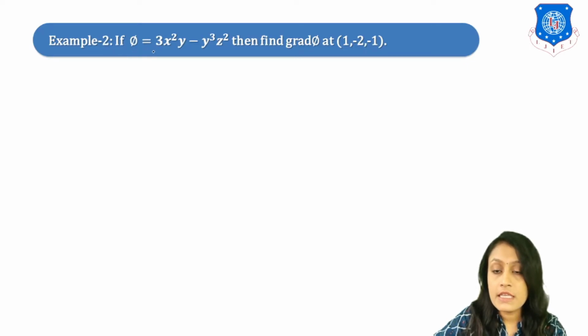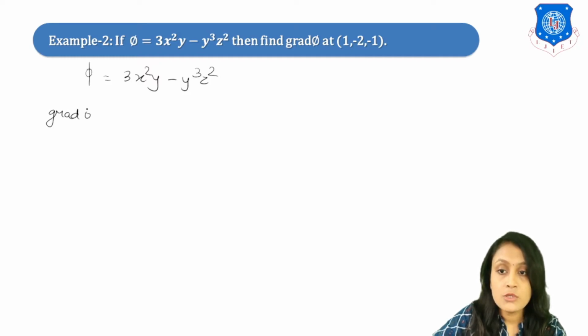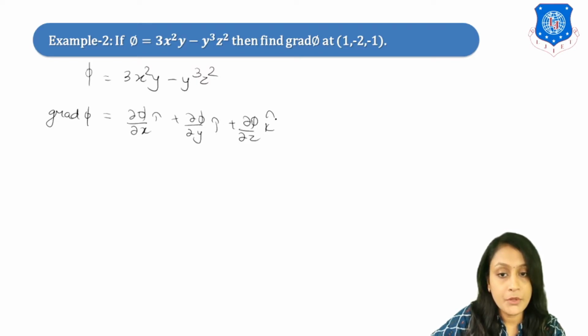The question is, if phi is equal to 3x square y minus y cube z square, then find grad phi at 1, minus 2, minus 1. This phi function is given, that is 3x square y minus y cube z square, and we have to find grad phi. So firstly we will write the definition: this is del phi by del x i plus del phi by del y j plus del phi by del z k. This is the formula. Now just find the derivative.